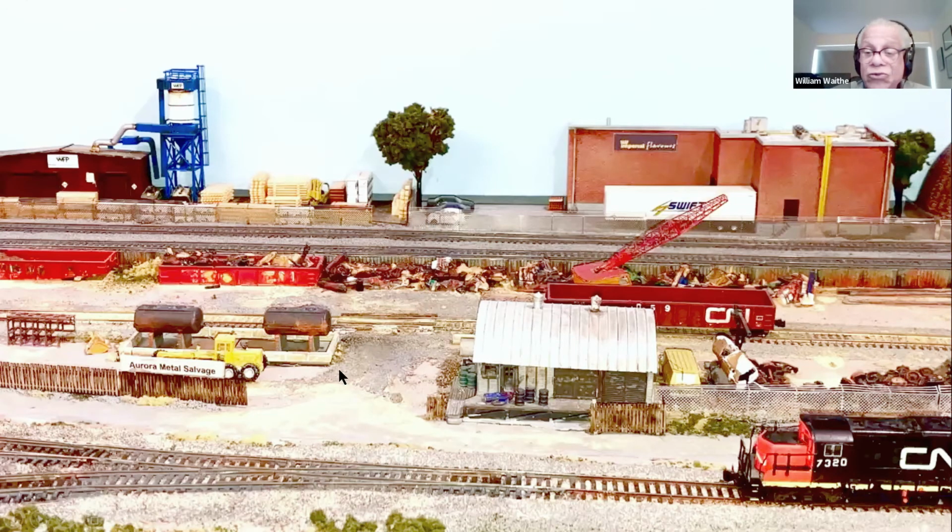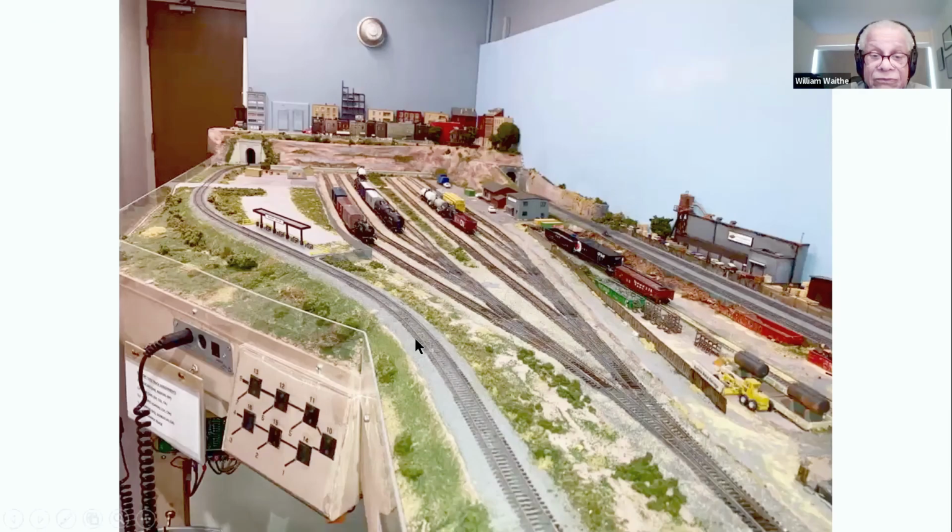From there, we go past the warehouse, which I didn't include because it's been removed. We go to the scrapyard, I'm sorry. The scrapyard, Aurora Metals, again, the background was done by James Razor based on his photographs from the Weston Sub. So the warehouse is over here.